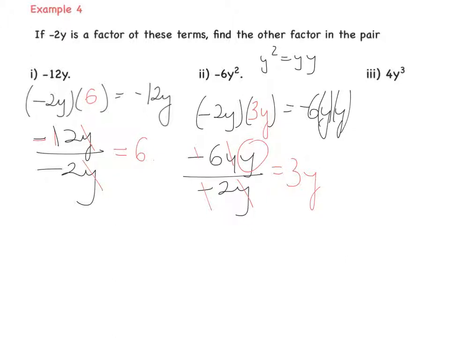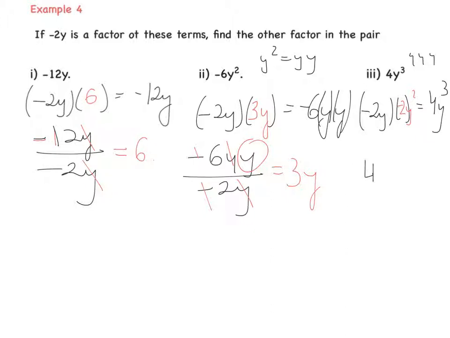And the last question here we have 4y to the power of 3. The same, minus 2y multiplied by what gives you 4y to the power of 3, and y to the power of 3 is y. Okay, so first of all, numbers. Minus 2 multiplied by what gives you 4. So that's minus 2. And then y multiplied by what gives you y to the power of 3. So that's y squared, okay?